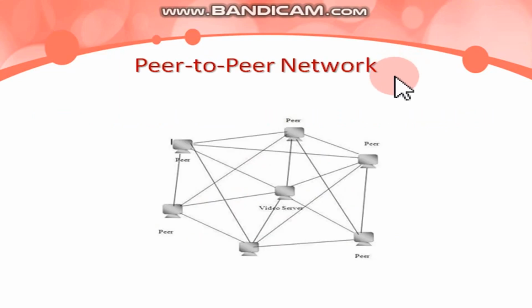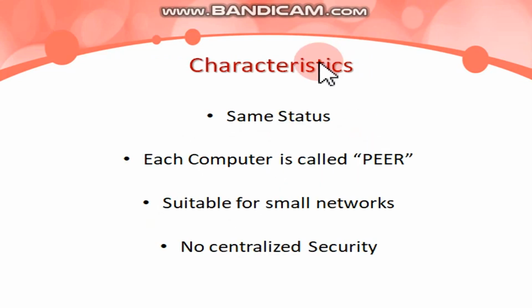The second type of computer network is peer-to-peer network. In the peer-to-peer network, there is no client computer and there is no server computer. Each computer has equal opportunity. Each of the computers in this network is capable of sharing as well as accessing the resources which are on this network. Each computer on this network is known as peer.